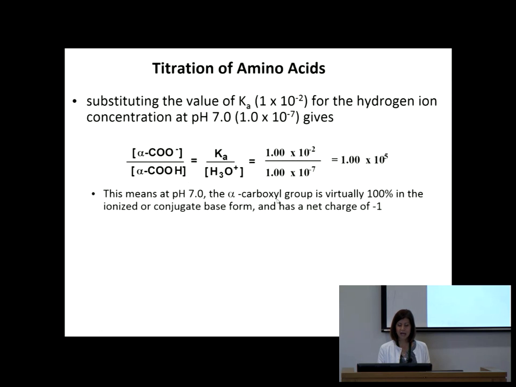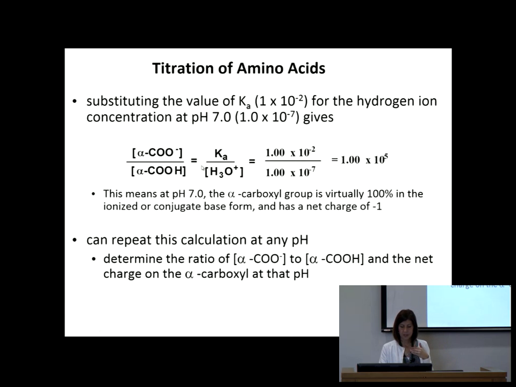That means that virtually, at pH 7, virtually all of that molecule, our amino acid, has the proton off and has a net charge of -1. Almost all of it. So you see why this comes into play. We need to know, okay, we're above the pKa, but how much of it is really going to be negatively charged? We're going to repeat this at any calculation, any pH.